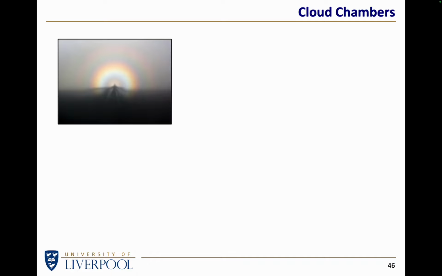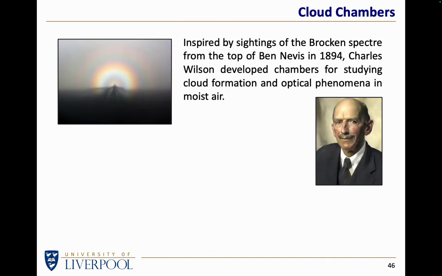What about this cloud chamber? Well, this was Charles Wilson. Allegedly, back in 1894, it is said that he went onto the top of Ben Nevis and saw the Brocken spectre. When you look at your shadow from the top of a mountain, if it's a very moist environment, if you're in the middle of a cloud, for instance, you might see your shadow and then you see this halo around it.